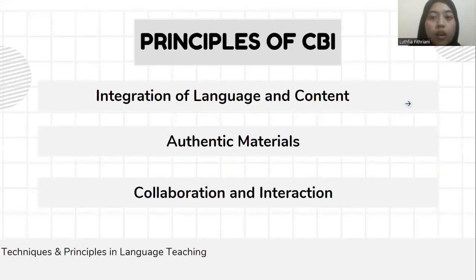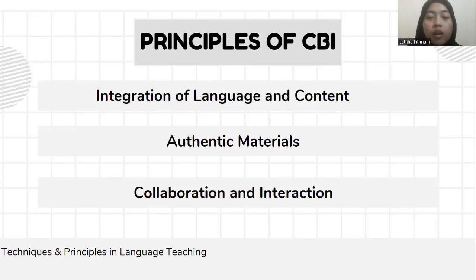There are some principles of content-based instruction. The first is integration of language and content. In content-based instruction, the language and the content are integrated so that the student will learn both at the same time. Language is not taught separately, but rather it is embedded in authentic or meaningful context related to the content of the learning. The second principle is authentic materials.